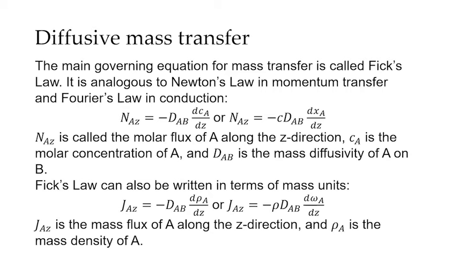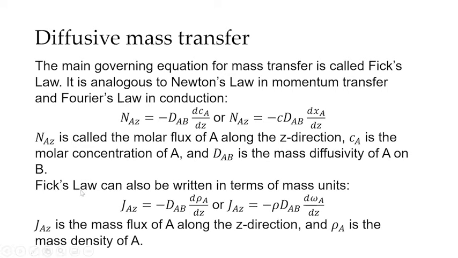This Fick's first law can also be written in this second equation here, that is negative C times D_AB multiplied by dx_A over dz. x_A in this case is the mole fraction of substance A, and C is the total concentration of the system. That's because total concentration multiplied by the mole fraction gives you the concentration of the particular species.